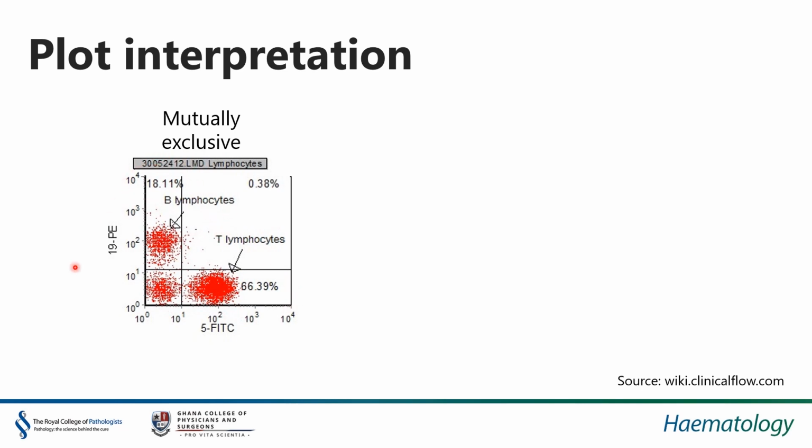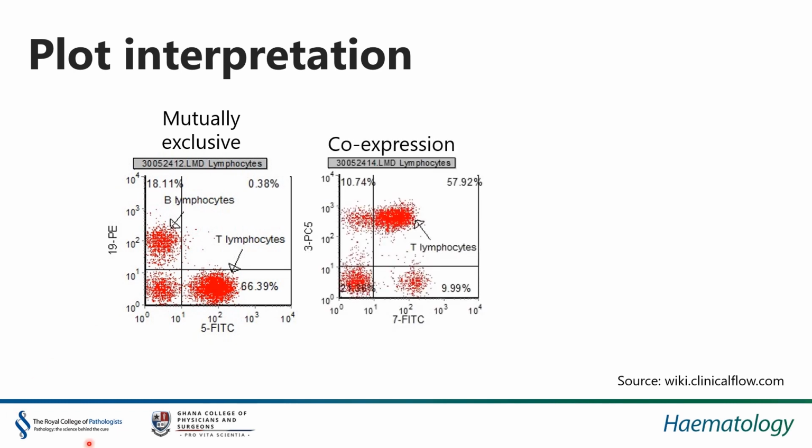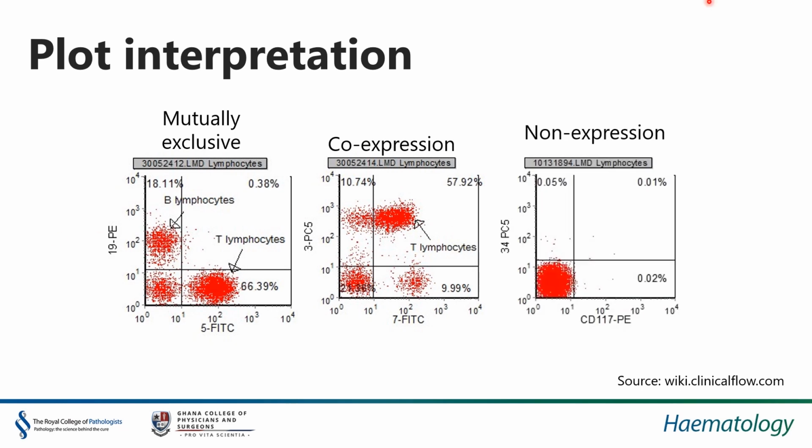We've got the co-expression. So on this axis, you've got CD7 and CD3, and these are our T lymphocytes up here co-expressing both of them. And then we've got non-expression. So it's very important to know what you're gating on. So up here it's telling us that this is gated on lymphocytes.